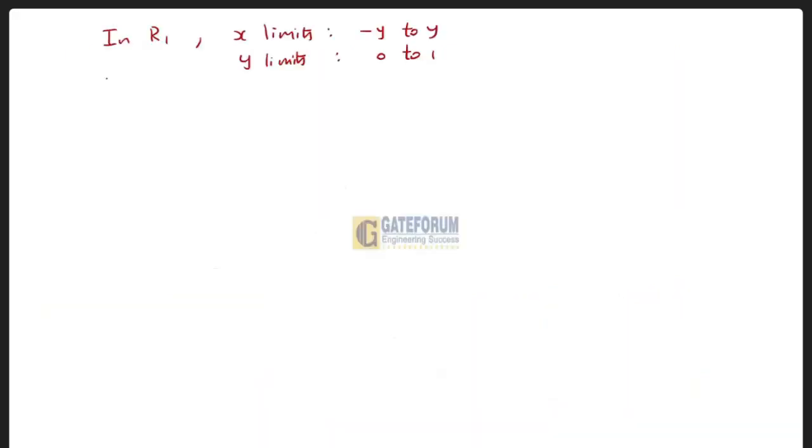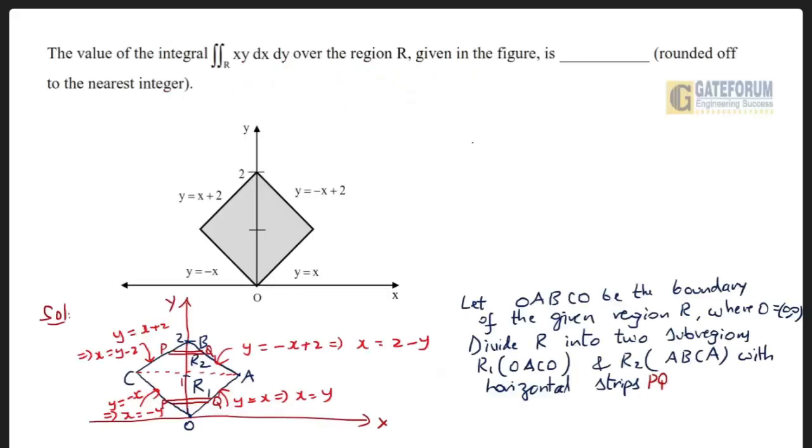Next, in R2, the x limits are y minus 2 to 2 minus y, and the y limits are 1 to 2. See, this part lies between y equal to 1 and y equal to 2, so y has constant limits. And R1 lies between the boundaries y equal to 1 and y equal to 0. So this is the x value y minus 2, and this is the x value 2 minus y. So y minus 2 is the lower limit and 2 minus y is the upper limit of x.